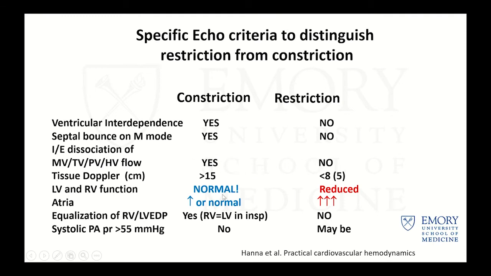We already mentioned atrial size, how it's much, much larger in restriction. LV and RV function are usually normal in constriction and usually reduced in restriction. And then you don't really see equalization of the diastolic pressures in restriction, and this happens in constriction.